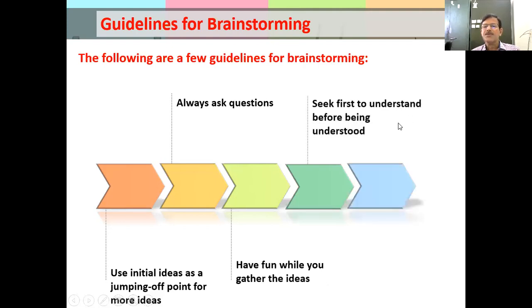And seek first to understand before being understood. And lastly, be open-minded. Don't restrict your ideas. Don't think about whether it will be correct or not. So be open-minded. All of that will contribute to our guidelines for the brainstorming exercise or session.